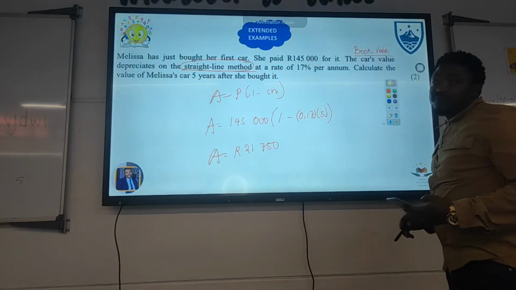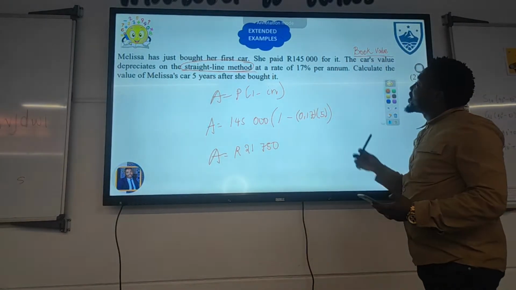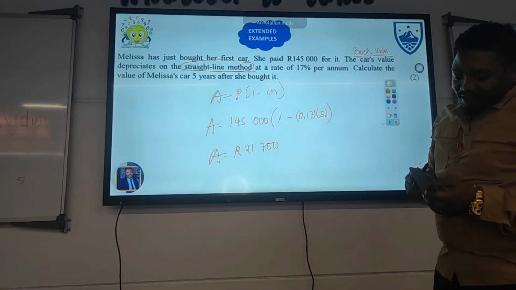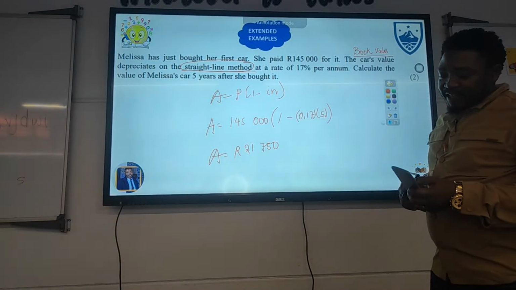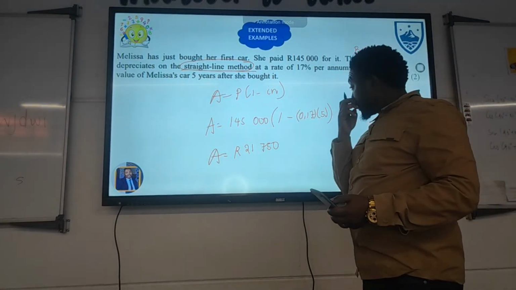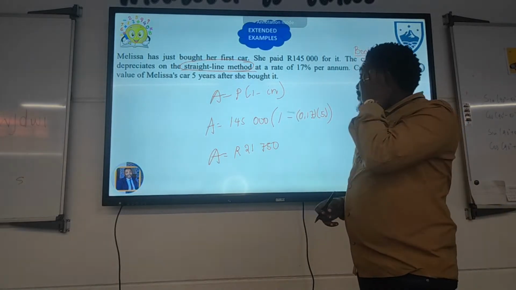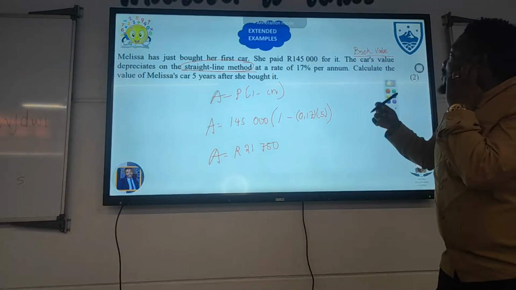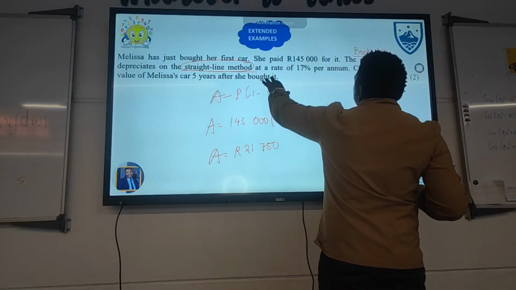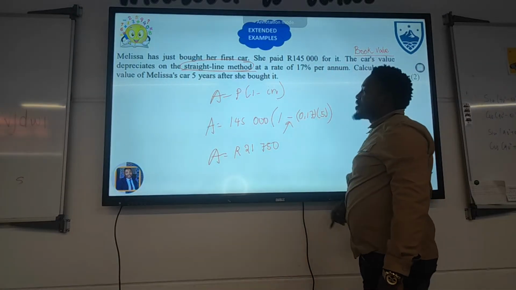After 5 years. So if you buy a car for 145,000 and the depreciation is 7% per annum, after 5 years it will be what? Just verify that it's on a straight line reduction method. Good. This was straightforward. I just wanted to also expose you to the straight line, because we're talking about book value.